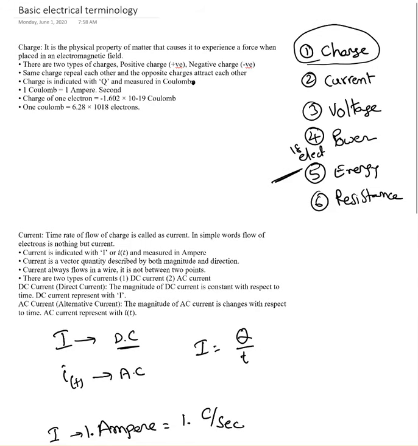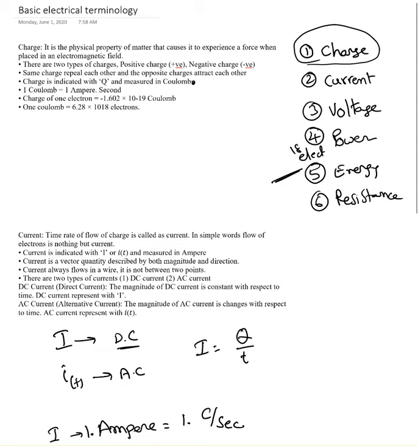In this video, I'm going to talk about basic terminology in electrical engineering. The basic terms we're going to talk about are charge, current, voltage, power, energy, and resistance. There are a few more terms like capacitors and inductors. I'm not going to discuss them in this video. So first I'll talk about charge.